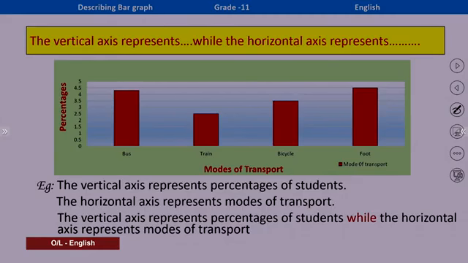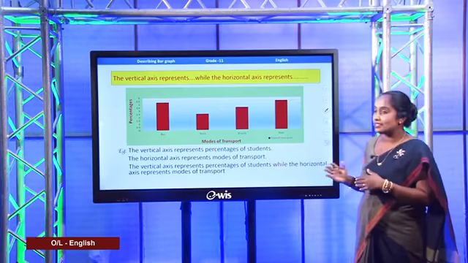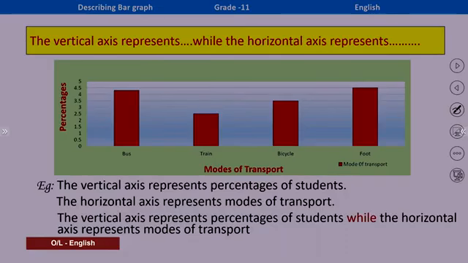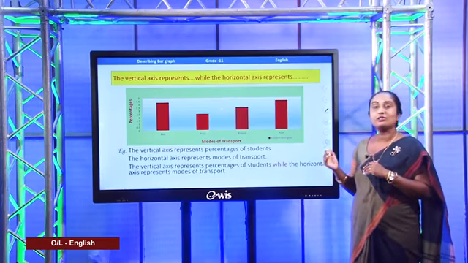The vertical axis represents. Look at the example children. The vertical axis represents percentages of students. Now we are going to write about the horizontal axis. The horizontal axis represents modes of transport. My dear children, we can connect these two sentences, right? Look at the third example. The vertical axis represents percentages of students, while the horizontal axis represents modes of transport. There we connect those two sentences using the word while.